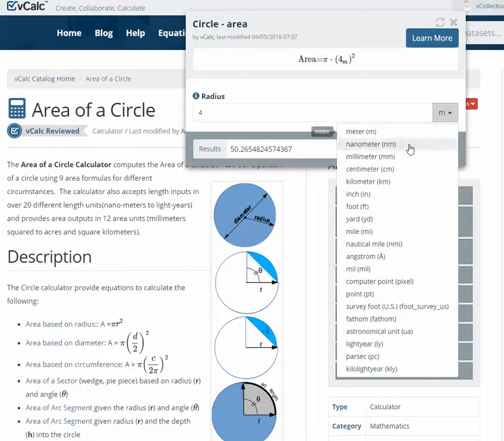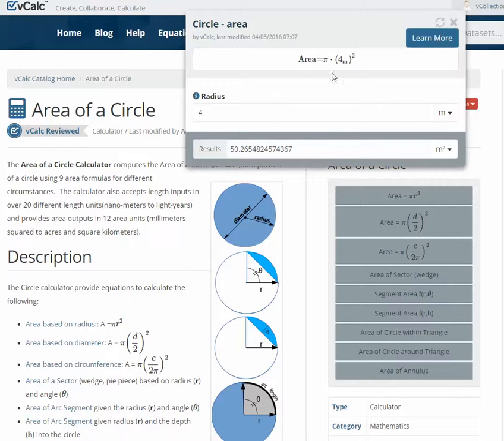But you can change those to English units like inches or even miles, nautical miles, clear out to very large astronomical units. So in this case, it basically does the formula of pi times 4 squared and calculates that the area of that circle, in this case, is 50.265, etc., meters squared.